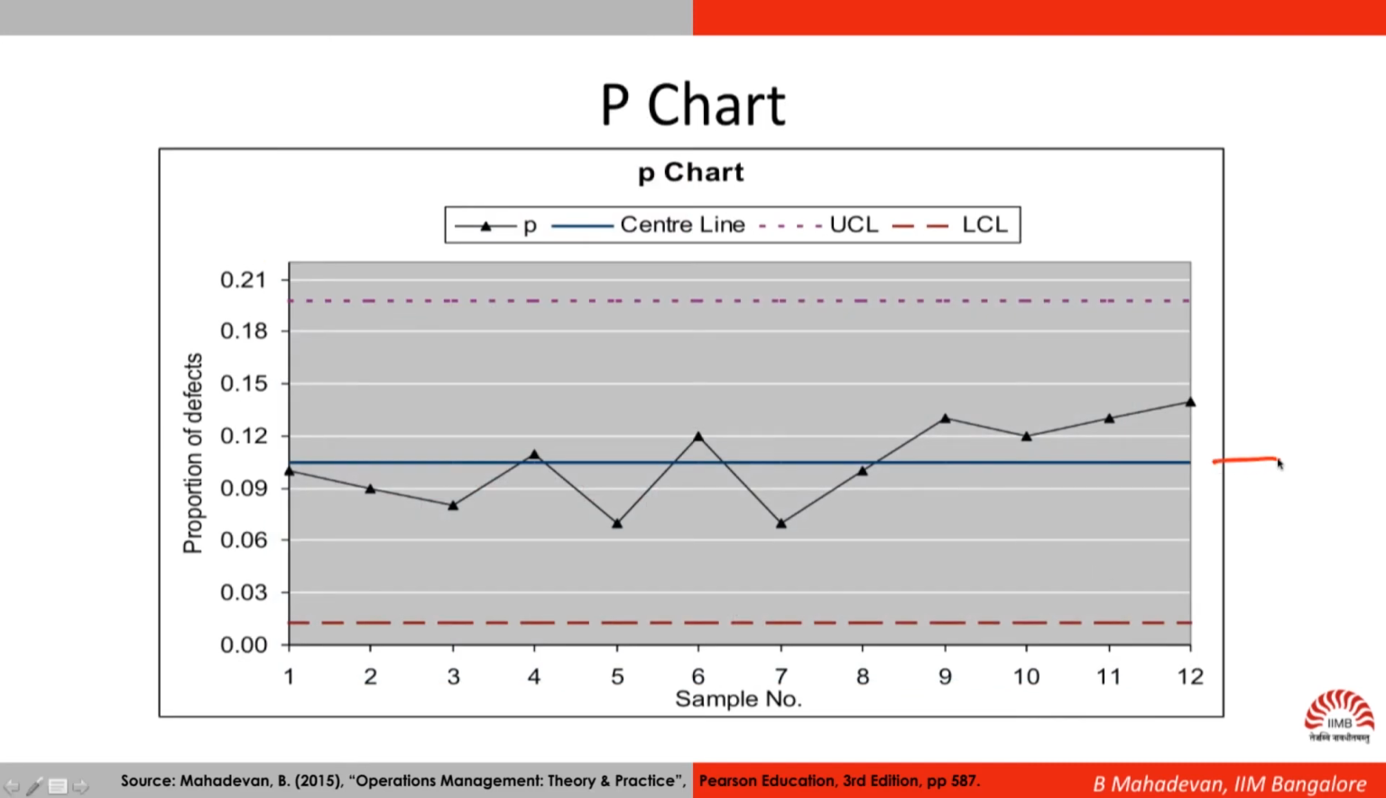So, here is the plot. You see the center line here, which is 0.105. You have the upper control limit here and the lower control limit here. All the data points are inside. Therefore, we say that the process is in a state of statistical control. So far, we saw the P chart.